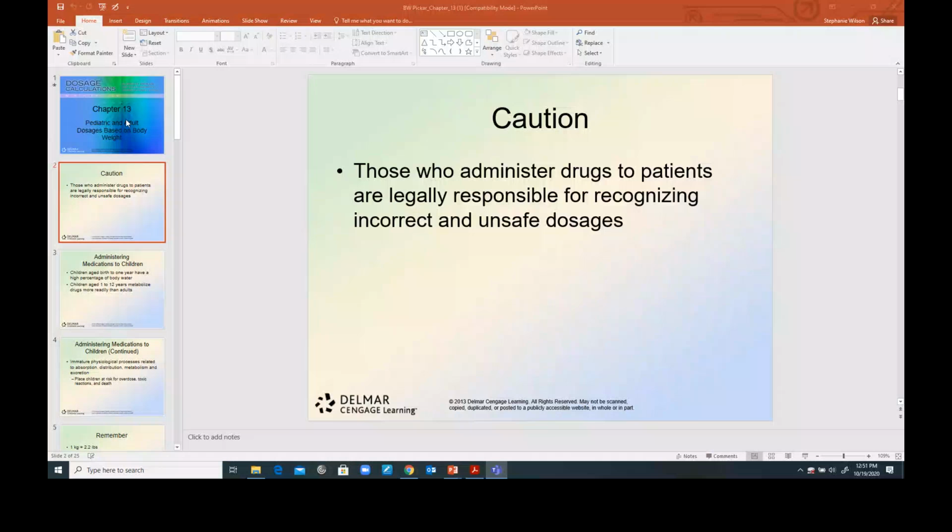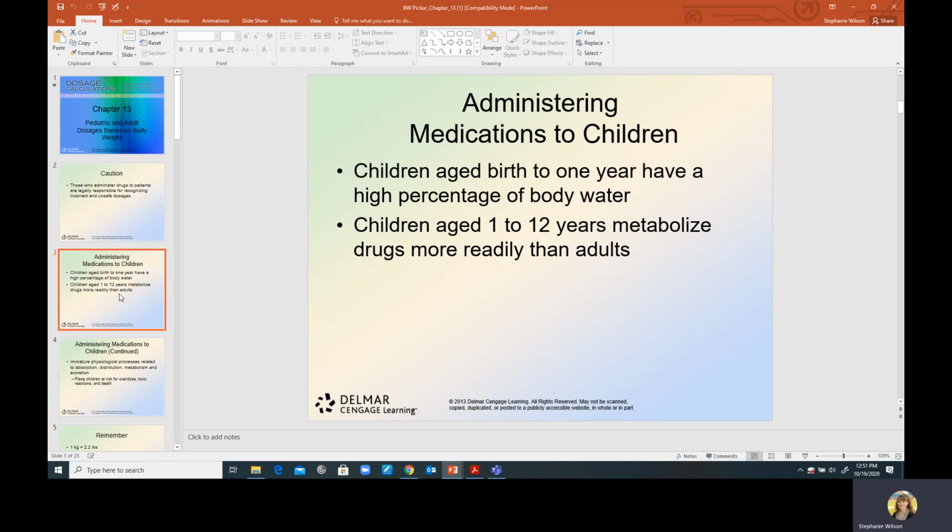Pediatric and adult dosage based on body weight. So anyone that is administered drugs, if you're a caregiver, a health provider, whatever you may be, you're legally responsible for recognizing incorrect and unsafe dosage. So it's very important. Children aged birth to 1 year have a high percentage of body water. Children aged 1 to 12 years metabolize drugs more rapidly than adults.